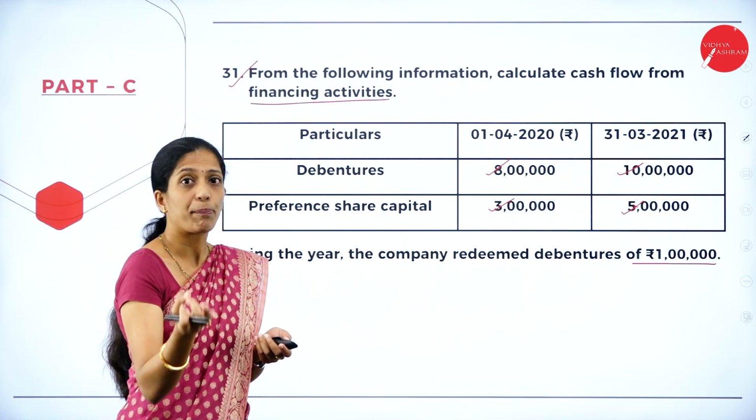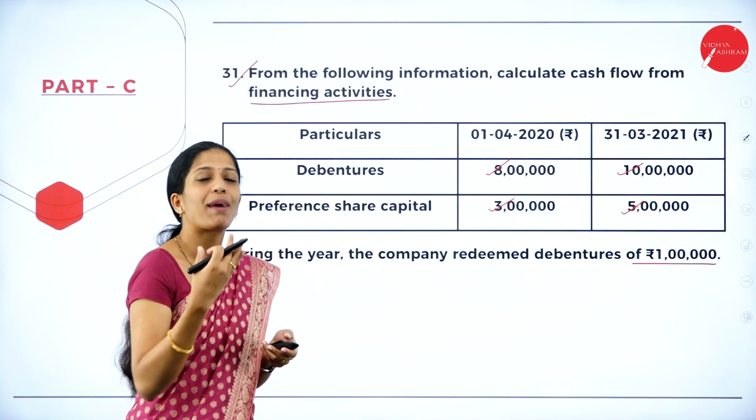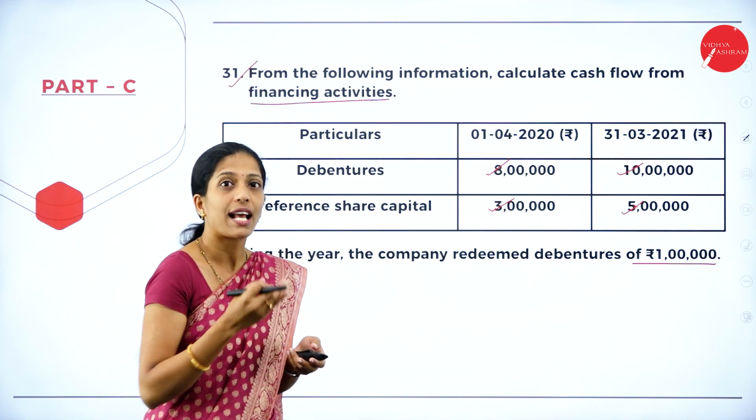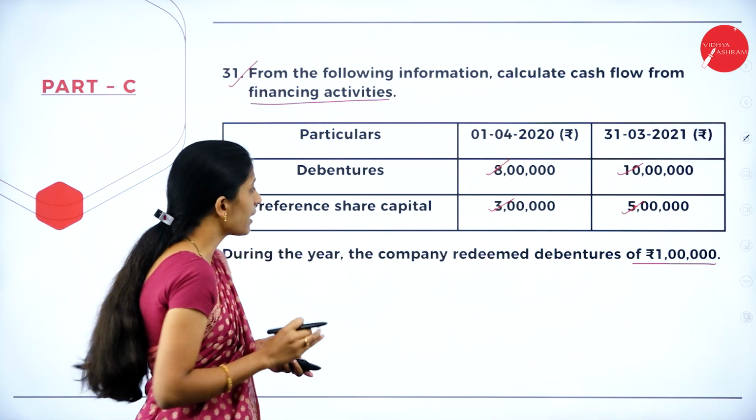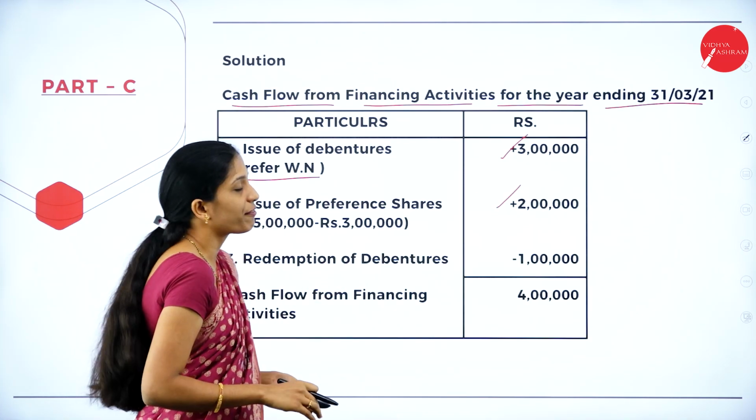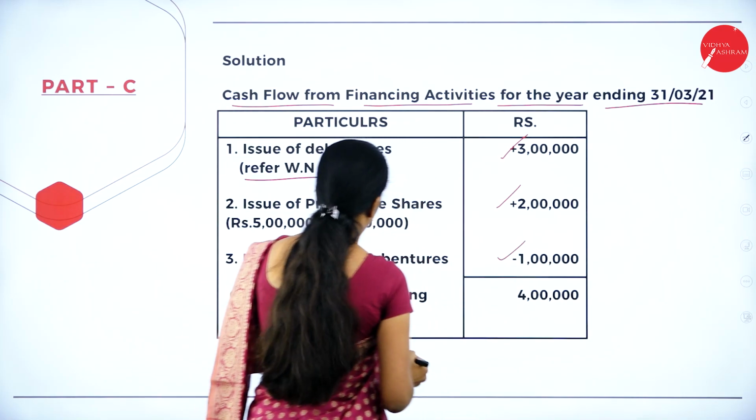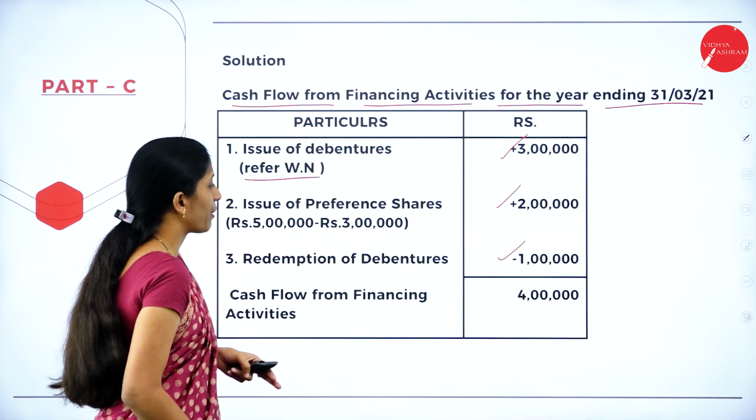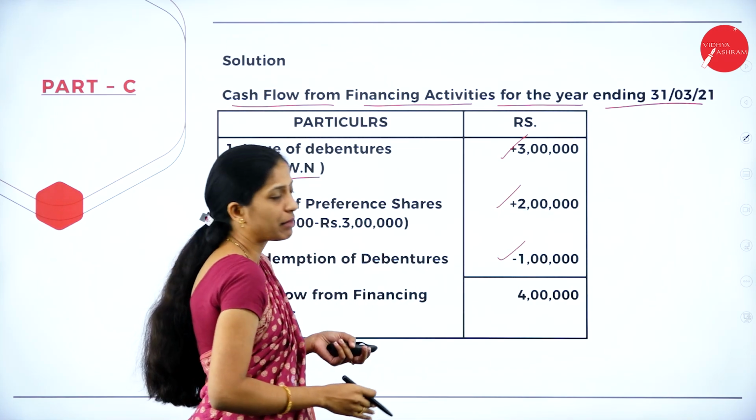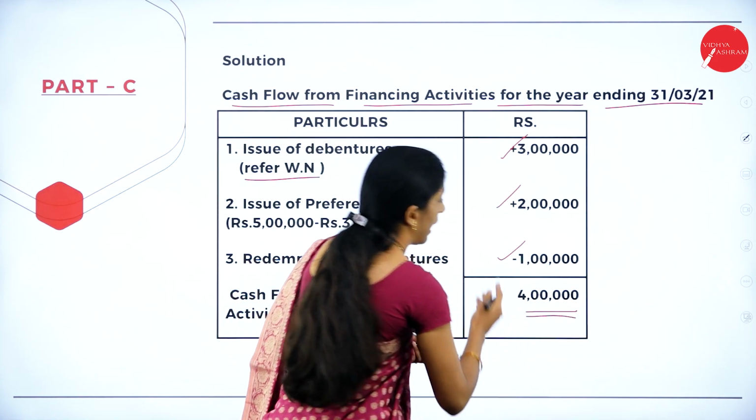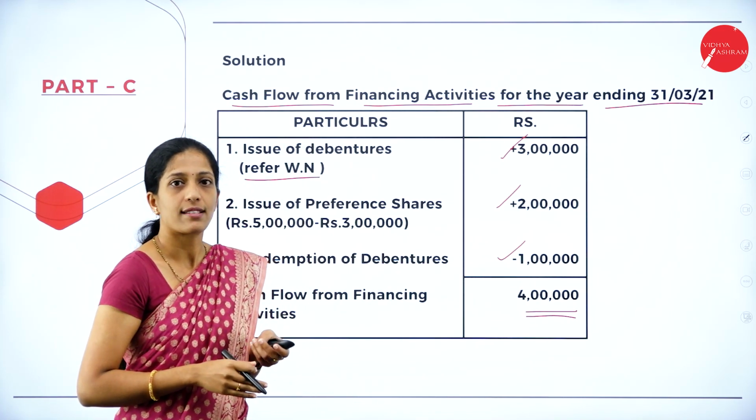When the company pays, redemption means what? Paying back the debenture holders. So it has paid rupees 1 lakh. In the sense, it will decrease, correct? So you have to minus. Redemption of debentures, minus 1 lakh. Then you will get cash flow from financing activity. So, 3 lakh plus 2 lakh, 5 lakh. 5 lakh minus 1 lakh, that is 4 lakh. So this is cash flow from financing activity.